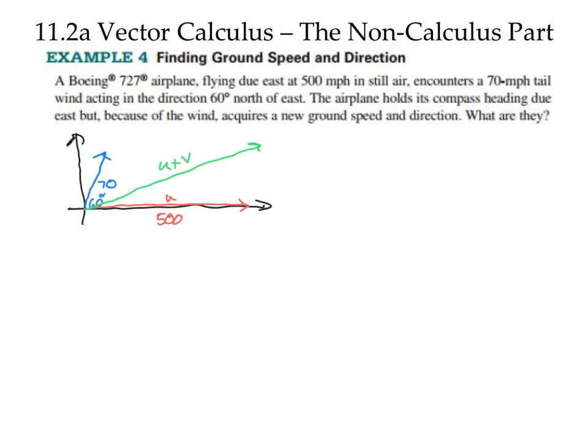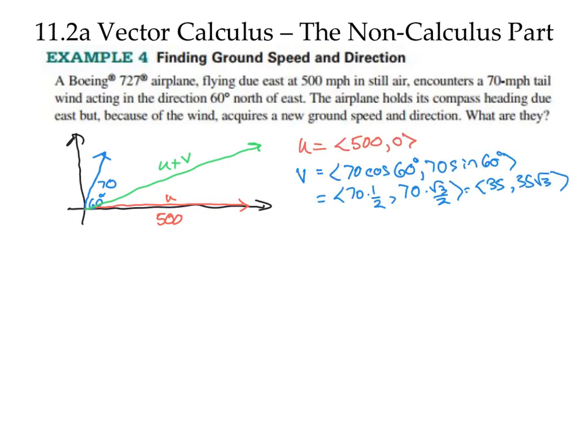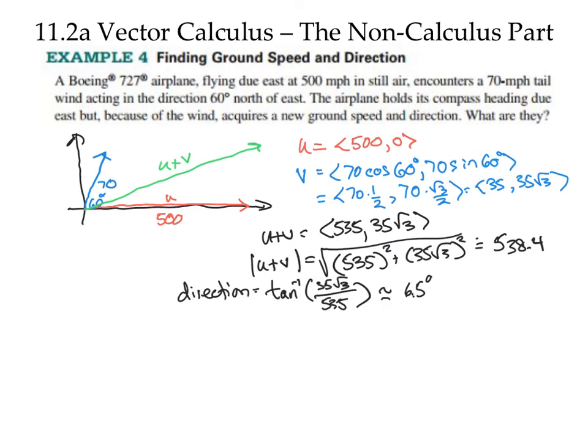So the blue vector u is the wind, which is a little bit of a tailwind, but also off to the side. It's 70 miles per hour at 60 degrees relative to the x-axis. If I put both of the vectors into component form, we can just add them and get the vector u plus v. So the vector u plus v would be (535, 35 root 3). And the easy way to get the magnitude is, of course, to square 535, square 35 root 3, add the two, and take the square root. So the plane is now flying 538.4 miles per hour relative to the ground at an angle 6.5 degrees north of due east.